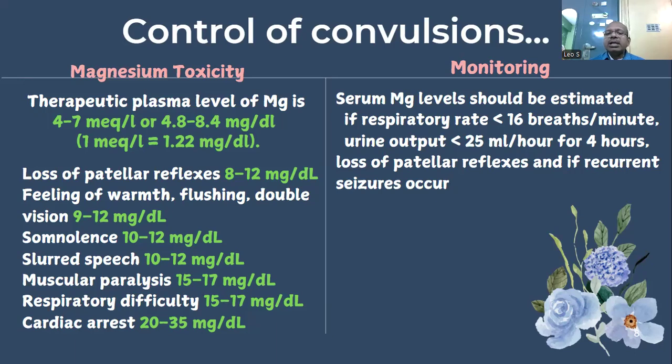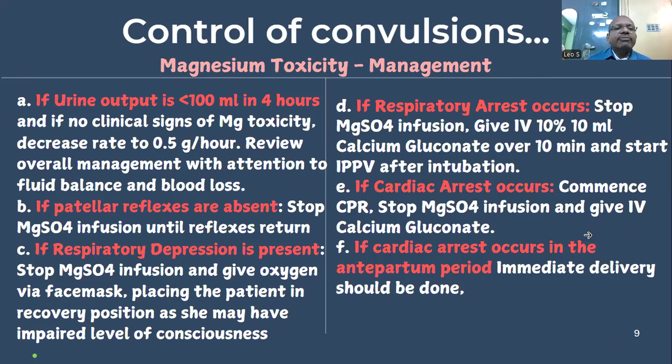So monitoring becomes important, and whenever the respiratory rate is less than 16 and the urine output is less than 25 ml per hour over the past 4 hours, loss of tendon reflex and recurrent seizures are to be considered for toxicity. If suspecting toxicity, if the urine output is less than 100 ml and there is no other clinical signs, decrease the rate to 0.5 grams per hour and review the other management. If patellar reflex is absent, stop the magnesium sulfate infusion until the reflex returns.